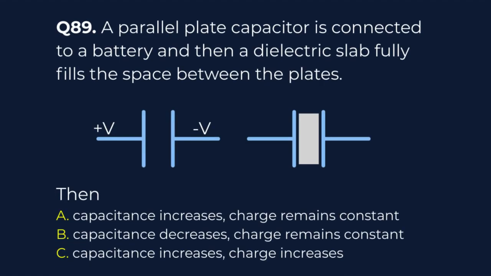Question 89. A parallel plate capacitor is connected to a battery and then a dielectric slab fully fills the space between the plates. Then: a) capacitance increases, charge remains constant, b) capacitance decreases, charge remains constant, c) capacitance increases, charge increases.